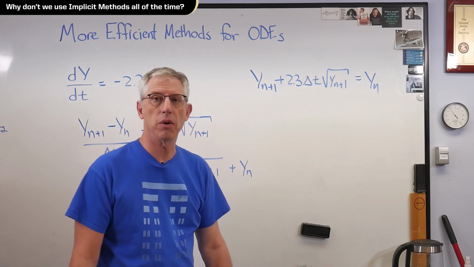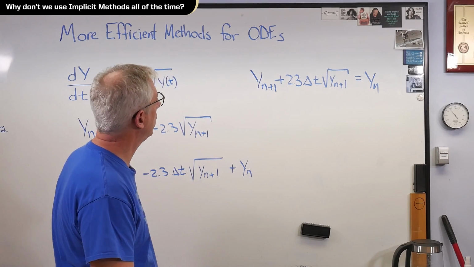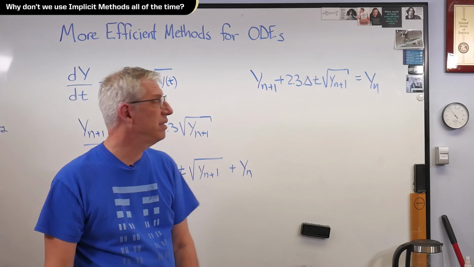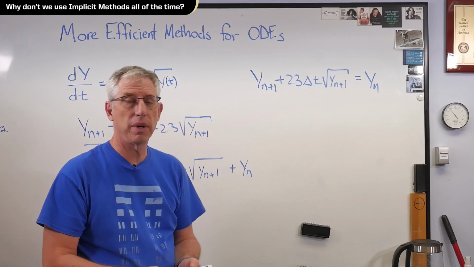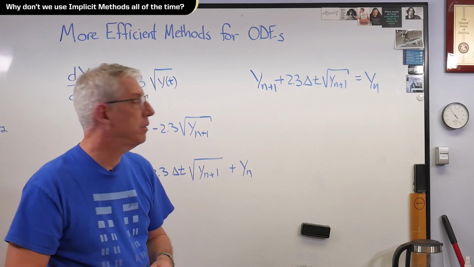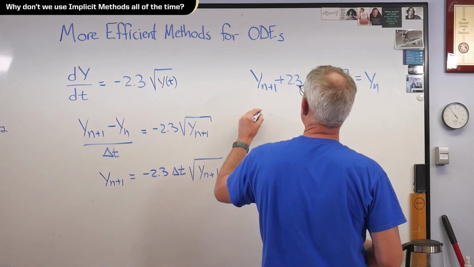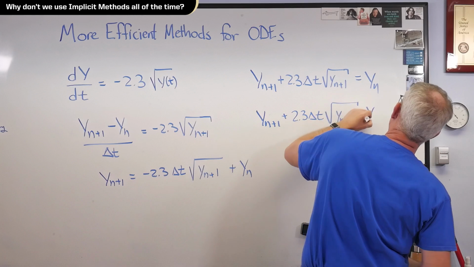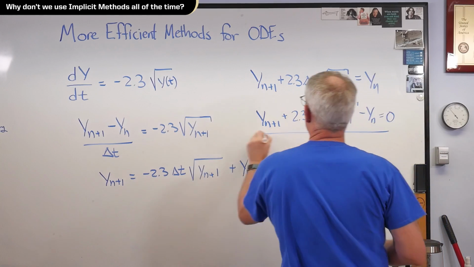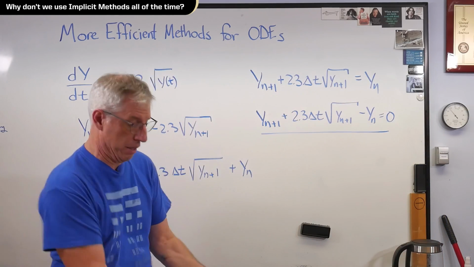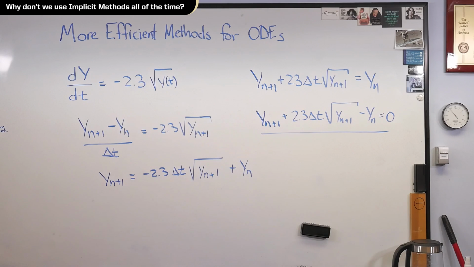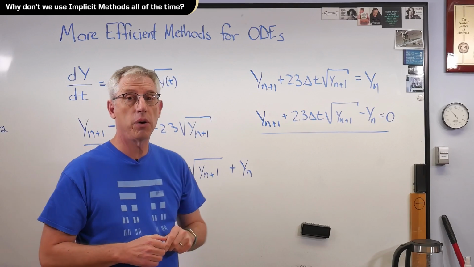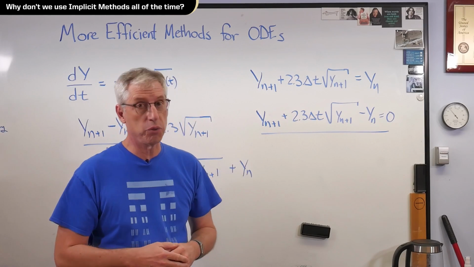Well, now what am I going to do? Well, I guess I could square both sides? Nah, that's not going to help. Now what do I do? Well, here's what you're going to do. That's what you're going to do. Oops. And now what you have to do is you have to find a root.